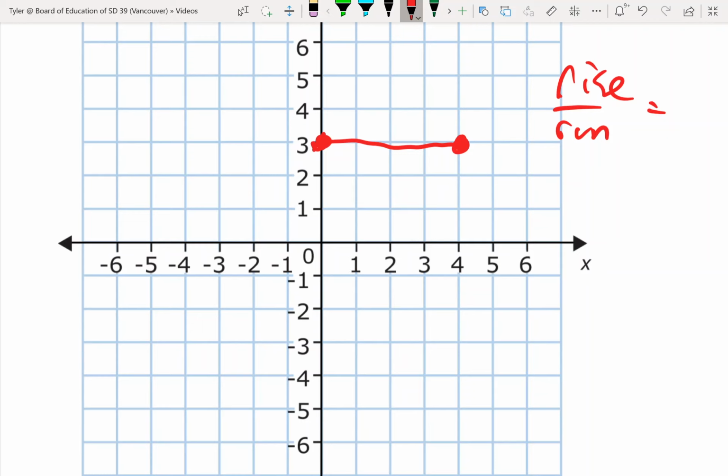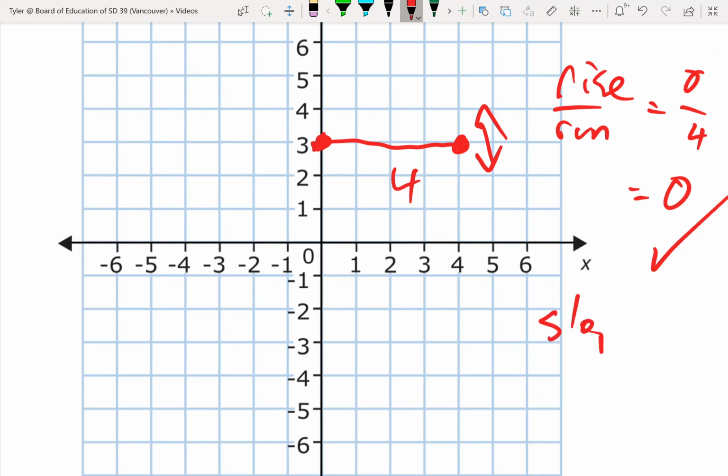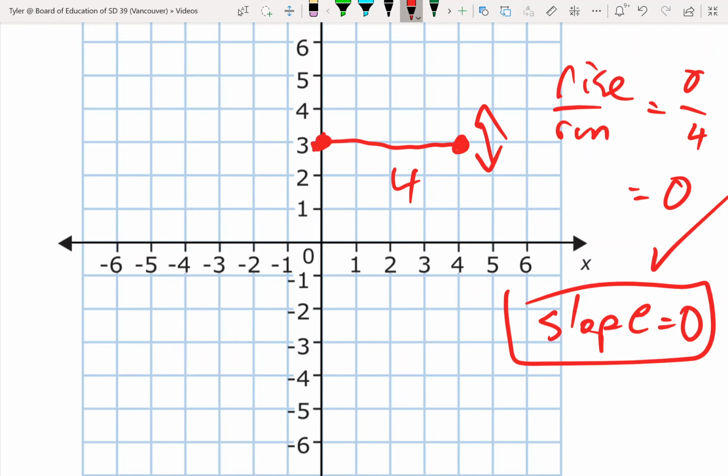Okay, so the rise is the up and down. It didn't change at all. So the rise is 0. The run, side to side, this one was 4, so we'll put 4. 0 divided by 4 is 0. That's okay. The slope of this line is 0. Horizontal lines have a slope of 0.